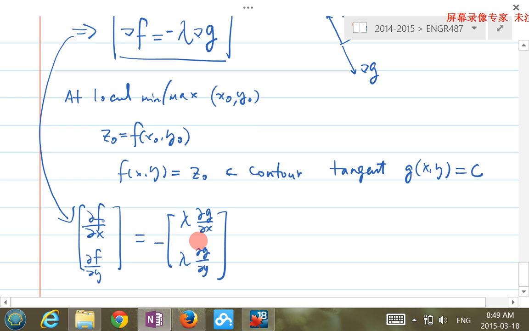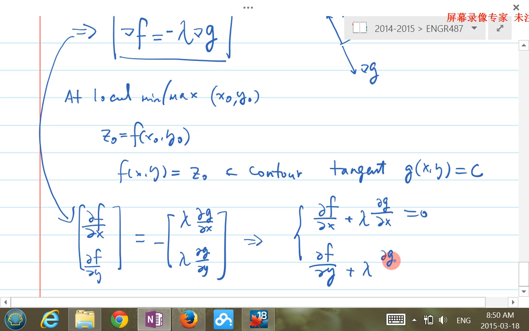First one is partial f over partial x equal to negative lambda times this, right? So it gives us partial f over partial x plus lambda partial g over partial x equal to 0. Partial f over partial y plus lambda partial g over partial y equal to 0. Okay, so two equations, but you have three unknowns. So you can't solve, right?